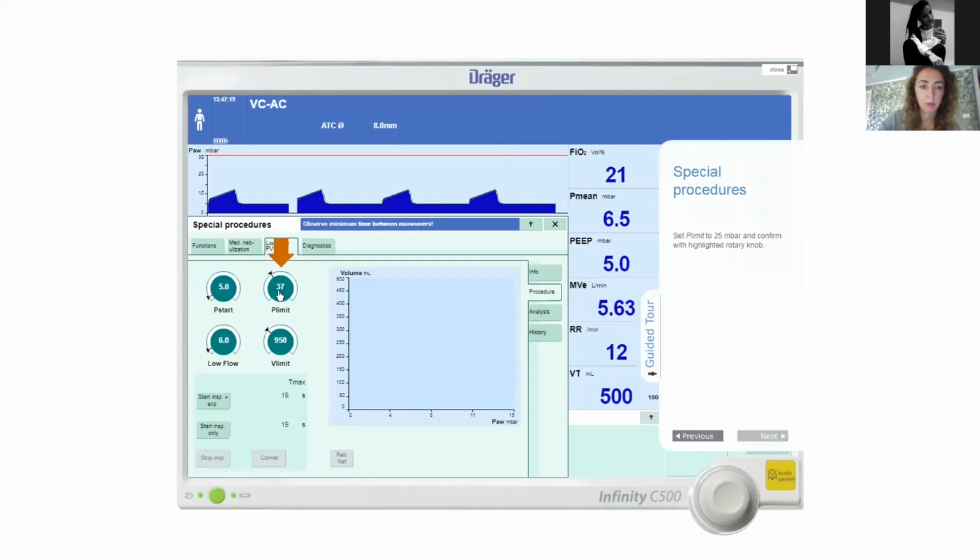Now we will limit the pressure to 25 because we don't want to harm the patient. This 35 is a little bit higher pressure, so I adjust the pressure limit to 25. I'm confirming. We go next. Now we will limit the tidal volume to 800, so as not to have volume trauma to the patient. This will be the upper limit. And when I have next, I will put the start button on. I will confirm it.